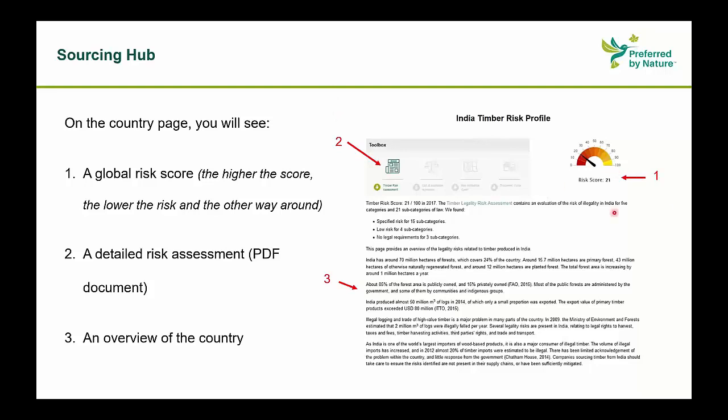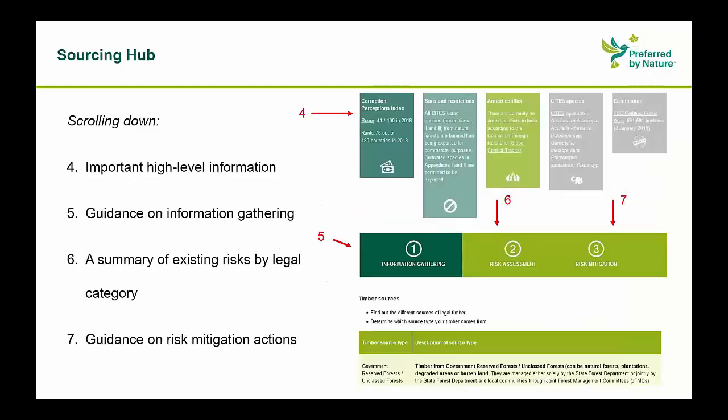You will find a general risk score. Be careful, the higher the score, the lower the risk, and the other way around. So the lower the score, the higher the risk. You will find an overview of the country here. That's what appears when you open the country page. On the top left corner, you will be able to download the full PDF of the risk assessment. They're quite lengthy, but that's where you'll find all the information.